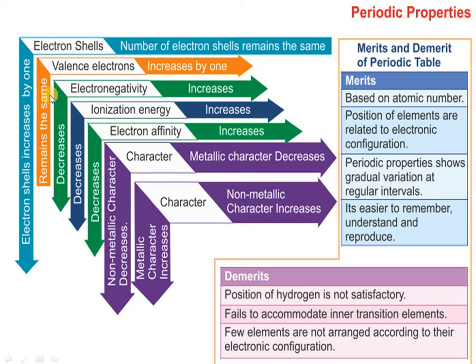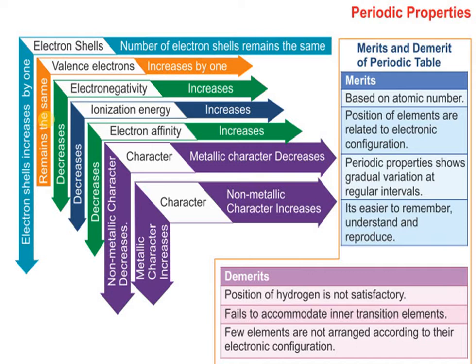And in a group, valence electron remains the same. Let us take the case of lithium and sodium. Lithium is 2, 1; valence electron is 1. Sodium is 2, 8, 1; valence electron 1. So valence electron remains the same in a group, and it increases in a period.